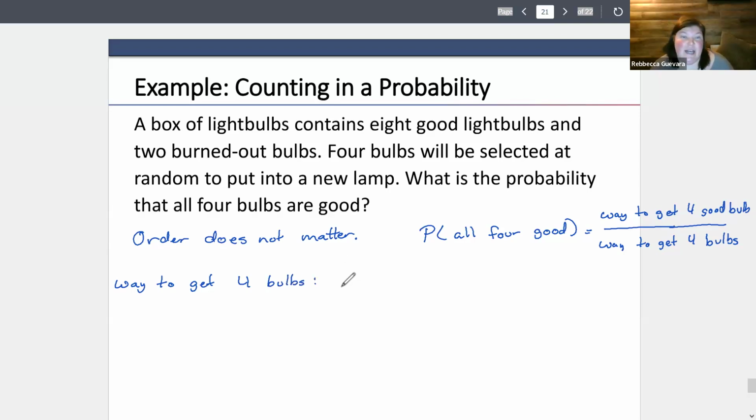If I just want ways to get 4 bulbs, what I'm looking at is that I have 8 good bulbs and 2 bad bulbs. So I have a total of 10 bulbs altogether. I'm choosing 4 of them. So I'm going to do 10 choose 4, which I have to calculate here. So there are 120 ways to just get 4 bulbs.